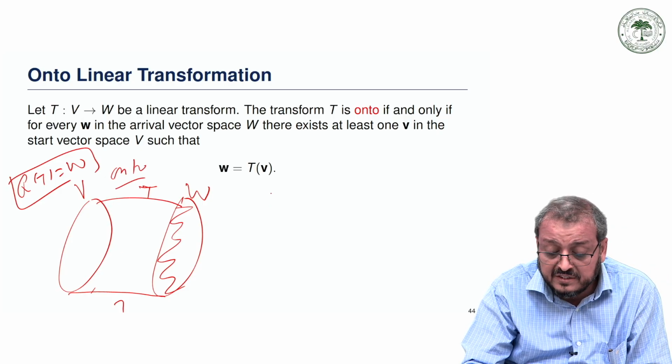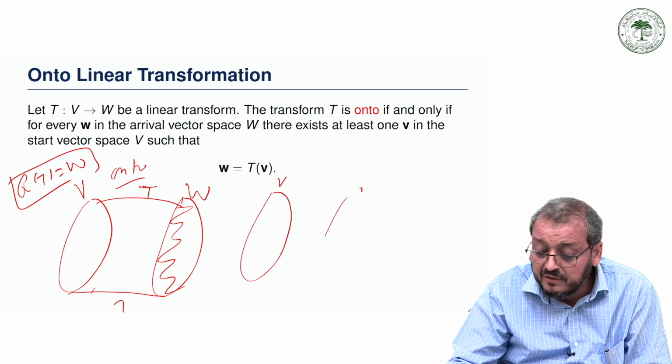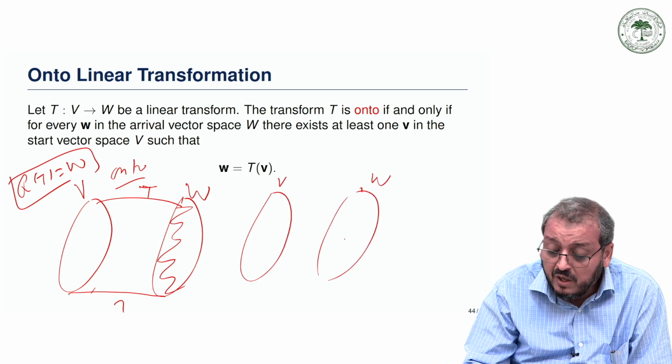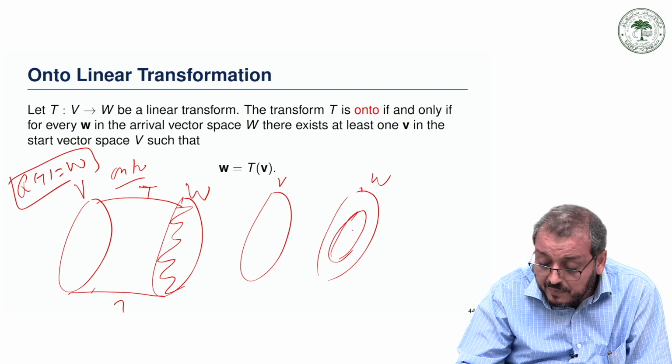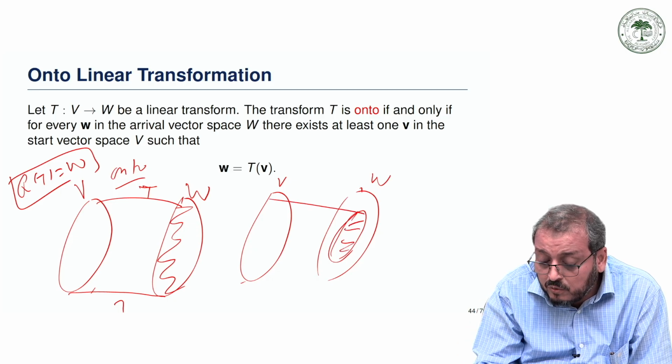If we have V, and another set W, and some element here, this is mapped onto this set.